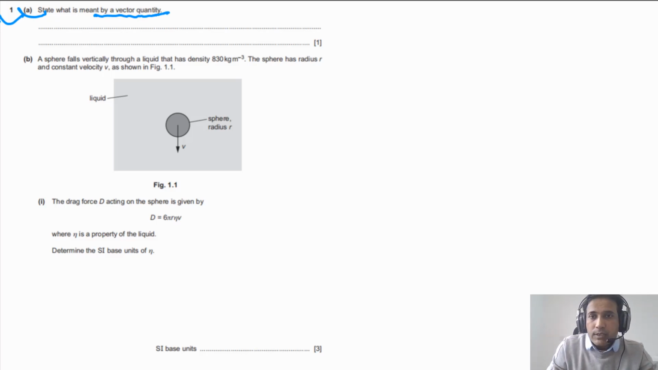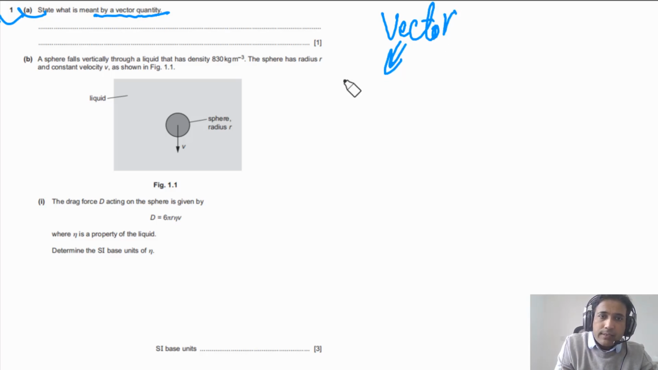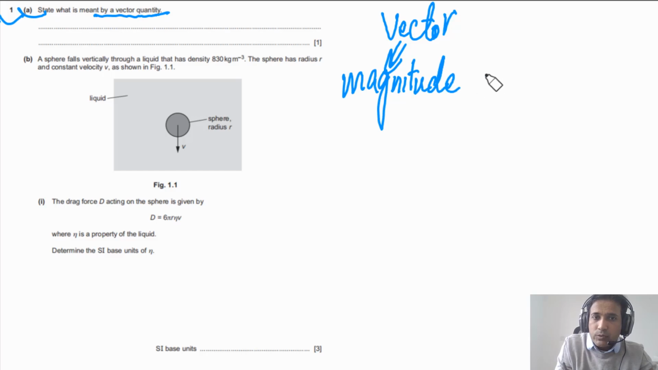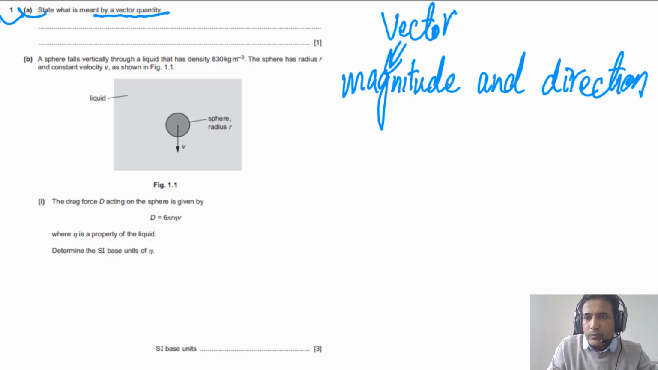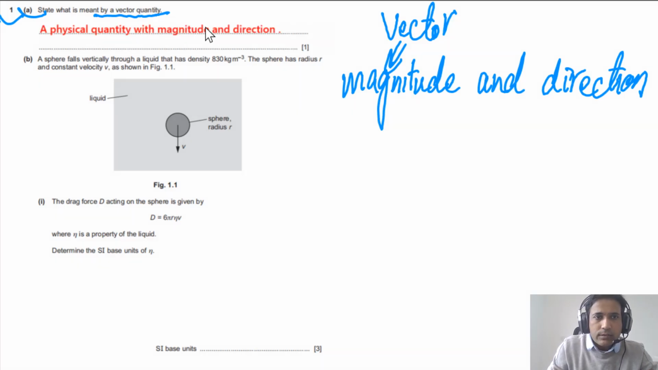So we can simply say a physical quantity. Vector is a physical quantity which has magnitude and direction. This physical quantity we call a vector. So how can we write down the answer? Let me show you the answer. This is how you have to answer this question.